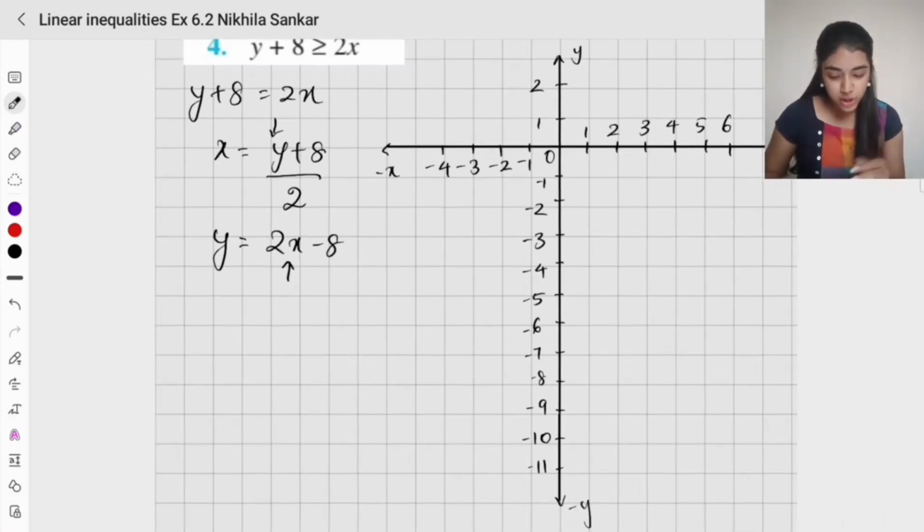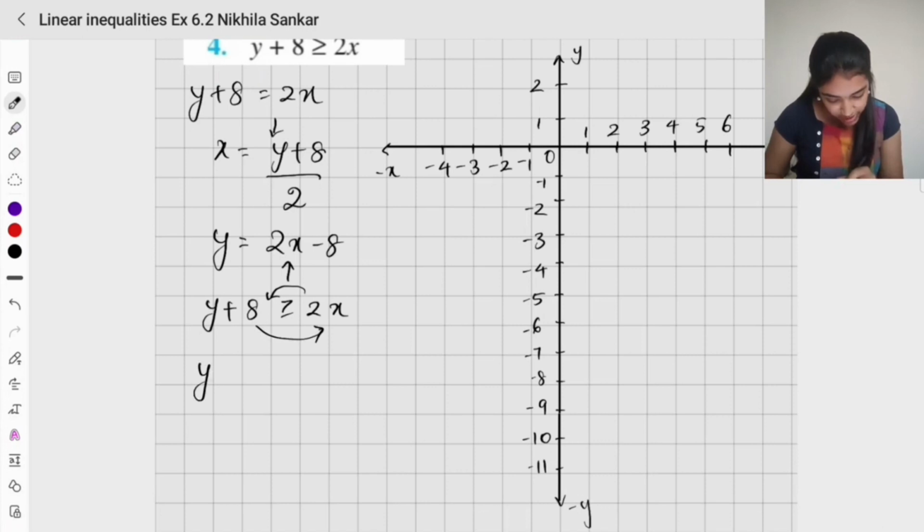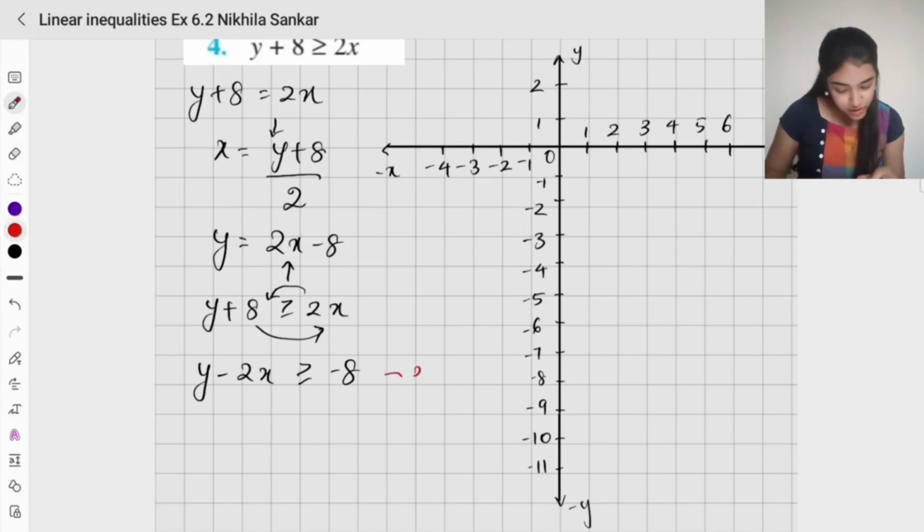And how can I change my inequality? Inequality can be changed like this. So y plus 8 greater than or equal to 2x. I can bring the 2x to this side and 8 to the other side. So I'll have y minus 2x greater than or equal to minus 8. Okay, so this is my inequality. So this is equation 3 and this is going to be 1 and this is going to be 2.